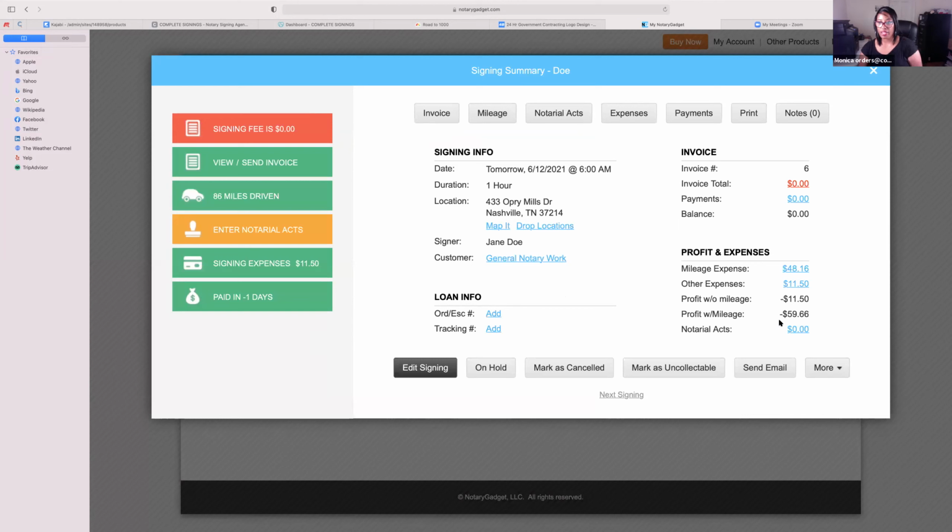Now, what I have here is a total of $59.66 just to do a general notary work job. And you're like, well, wait a minute, Monica, that's not going to fly. Because if I have someone down the street from me, there's no way that I'm going to be able to charge them $60 to do a notarization 10 minutes away, 5 minutes away. And you're correct. Okay. So what you'll do in that case is you'll make an adjustment if you want to, or you can give them a freemium.